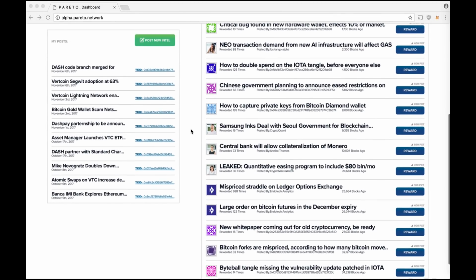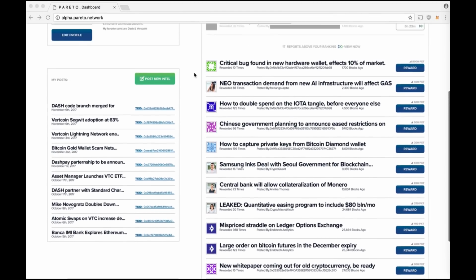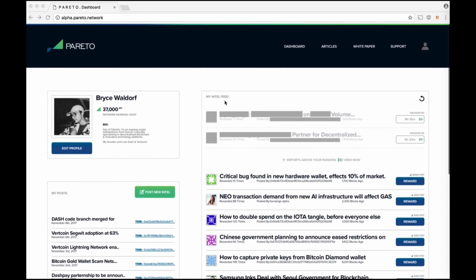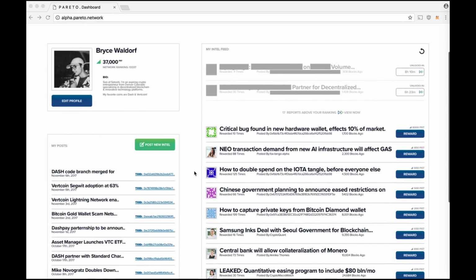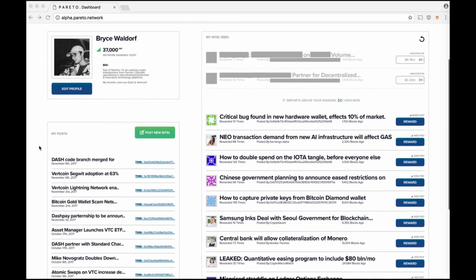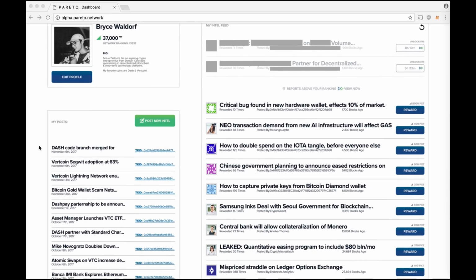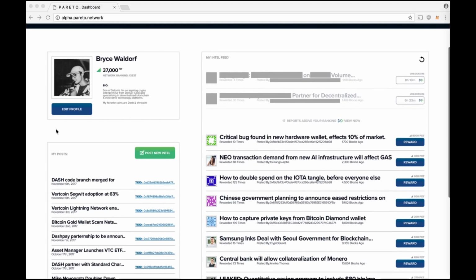a trading advantage. On the right, we have intel shared by other content providers. Some of this is real content from our exclusive partners, and some of it is demo content for inspiration. On the left, we have the logged-in consumer's Pareto ranking, and below, we have intel they have shared in the past. Consumers can double as intel providers, so let's expand their profile.